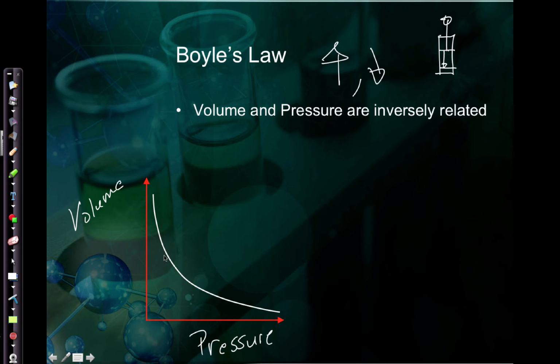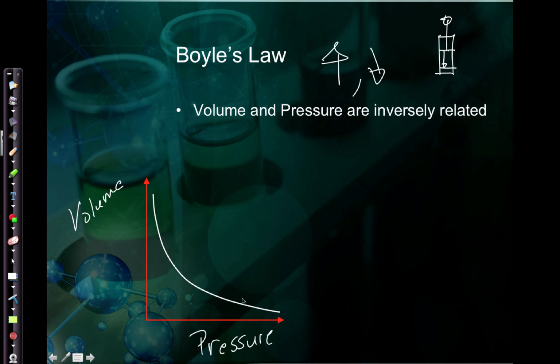So when you see this, this means as volume is increasing, so as it gets higher and higher, so as our volume goes up and up, our pressure decreases, okay? And basically that makes sense. If you have more space for the particles, you're having less collisions.